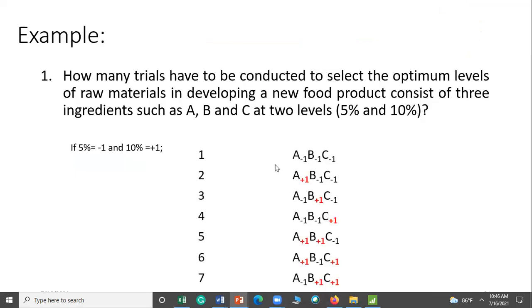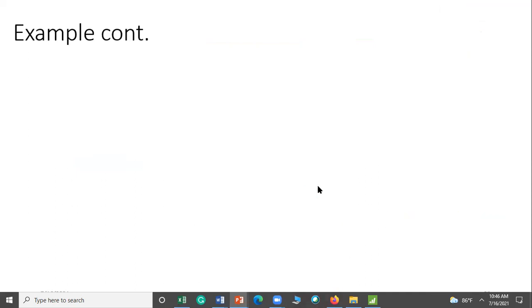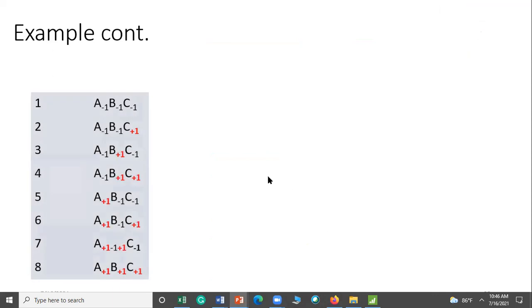So these are the outputs. You can see there are 8 designs. And here you can see the 8 designs, and plus 1 and minus 1 mean: minus 1 means the lower amount, plus 1 is actually the highest amount.